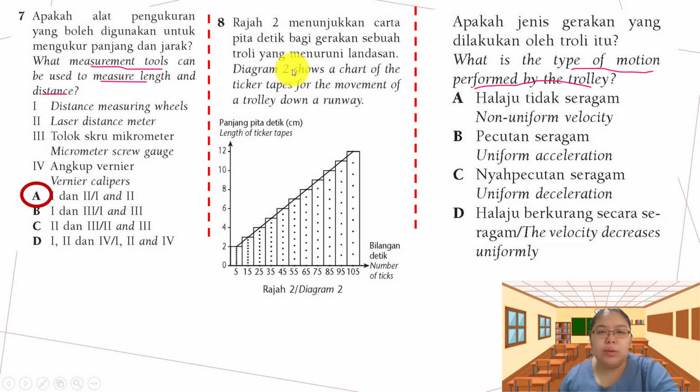Number 8 is also the same. They show a ticker tape chart of the movement of a trolley down a runway. From here you can find that the lengths keep increasing, they keep getting longer. Going down the runway means it gets faster. They ask what type of motion is performed by the trolley. This one is surely acceleration. We want to make sure whether it is uniform or not. Starting at 2, then 3, 4, 5, 6, 7, 8, you find that every time the increase is uniform. So the answer here must be uniform acceleration.